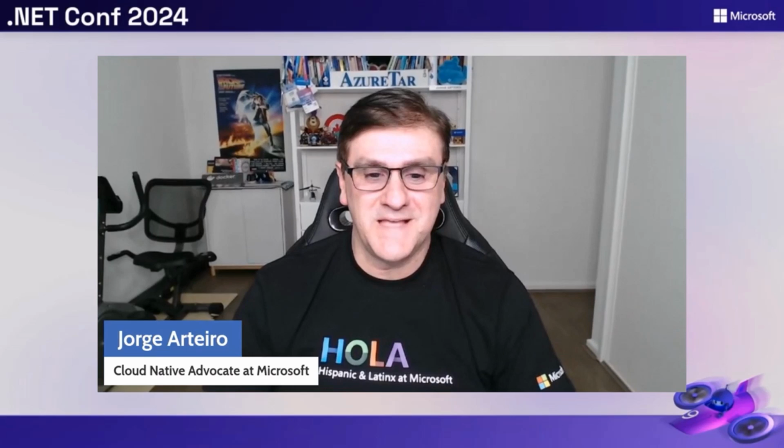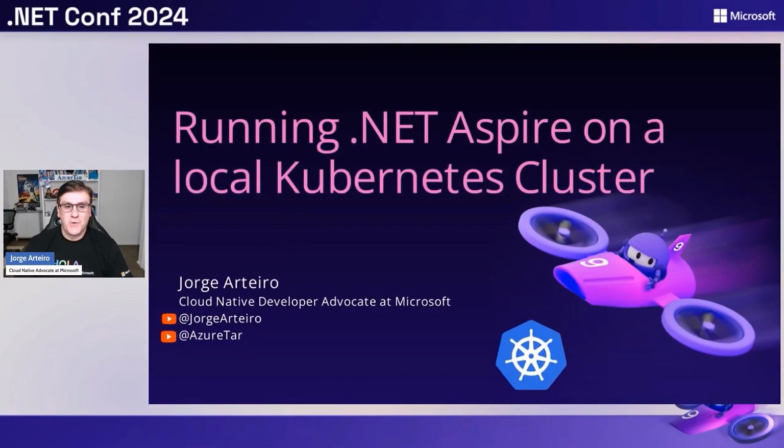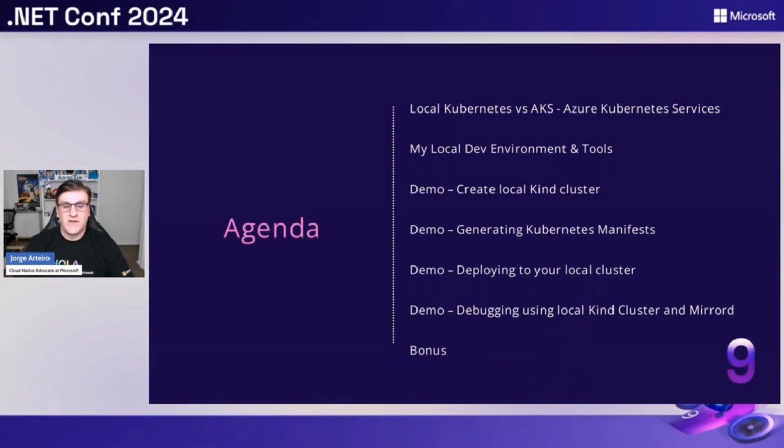I'm going to share my screen on running .NET Aspire on a local Kubernetes cluster. To set the agenda: how can we use a local Kubernetes cluster for development compared with Azure Kubernetes Service? Also, I'm going to show my local development environment. I hope you are excited about all the tools that I'm using to build this demo and to do development with .NET Aspire, and now .NET Aspire 9, and also with Kubernetes.